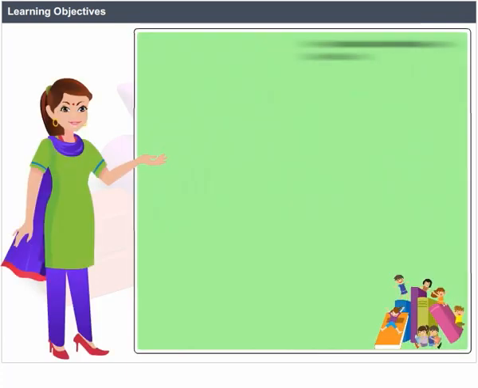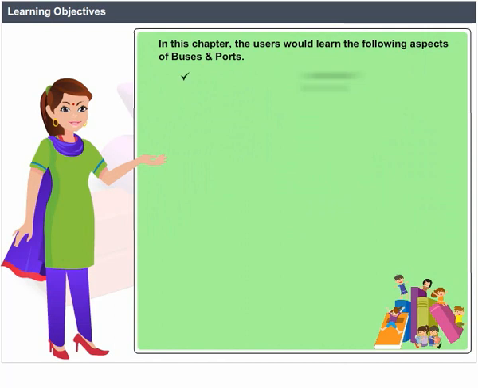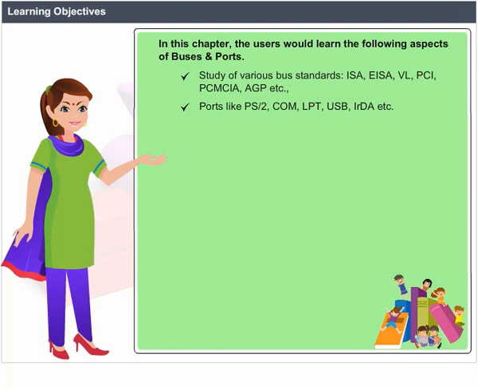Learning objectives. In this chapter, the users would learn the following aspects of buses and ports. Study of various bus standards: ISA, EISA, VL, PCI, PCM, CRA, AGP, etc. Ports like PS2, COM, LPT, USB, IRDA, etc. Memory types: SIMM, DIMM, etc.